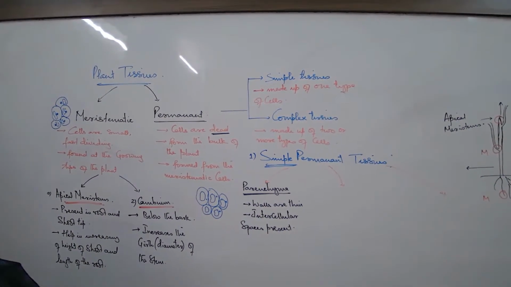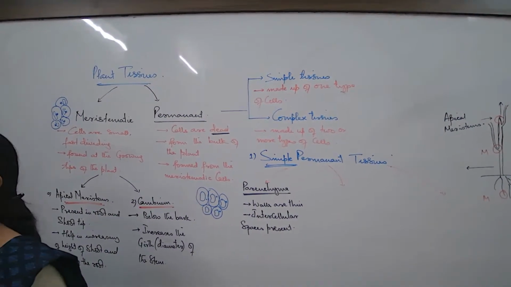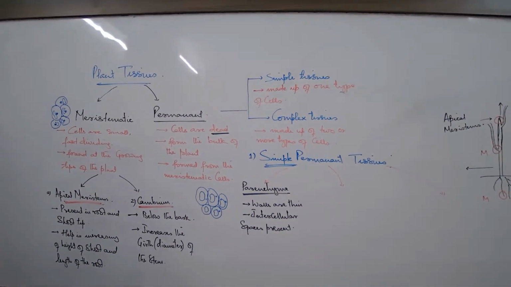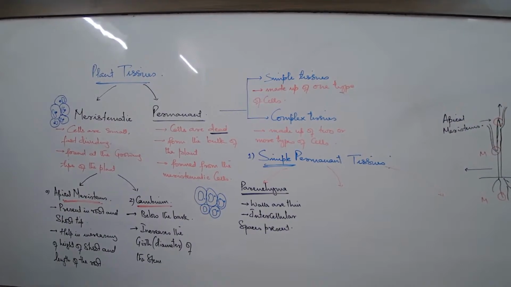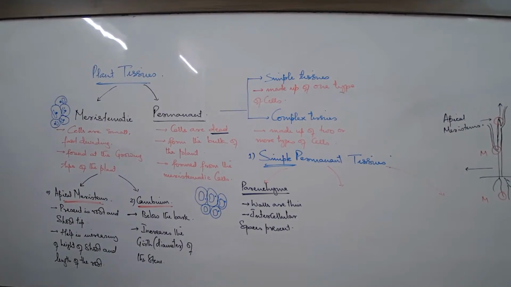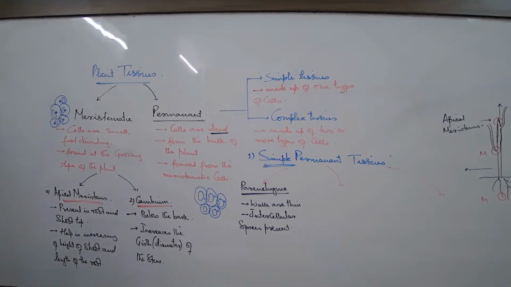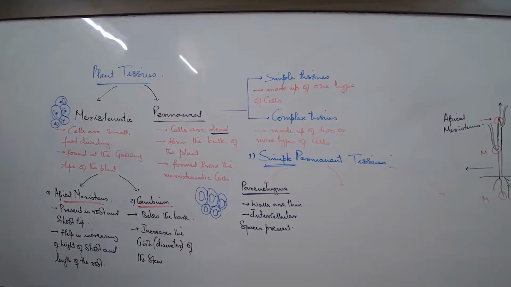What type of function does the parenchyma show? Where is parenchyma present? Parenchyma is present in the root and in the stem. The pulp of the mango that you eat is all parenchyma. The pear that you eat, the bulk of the fruit is all parenchyma. The potatoes, the carrot, the beetroot that we eat are all parenchyma. So parenchyma forms the major part of a fruit or a crop, and the major part of a stem or a root.